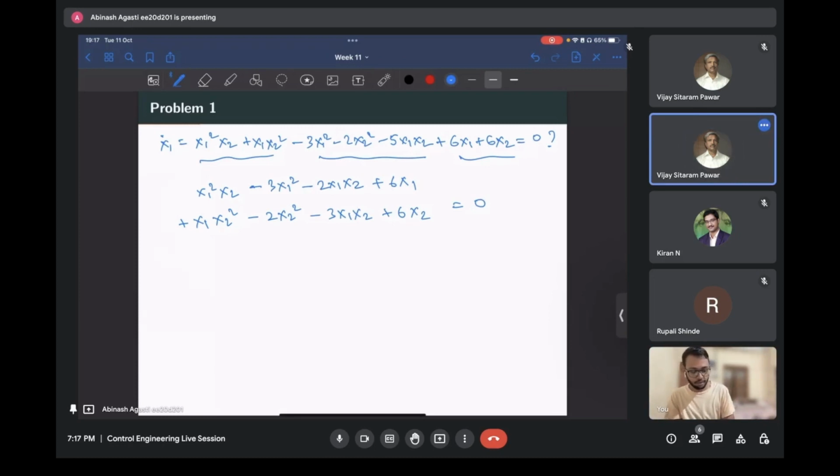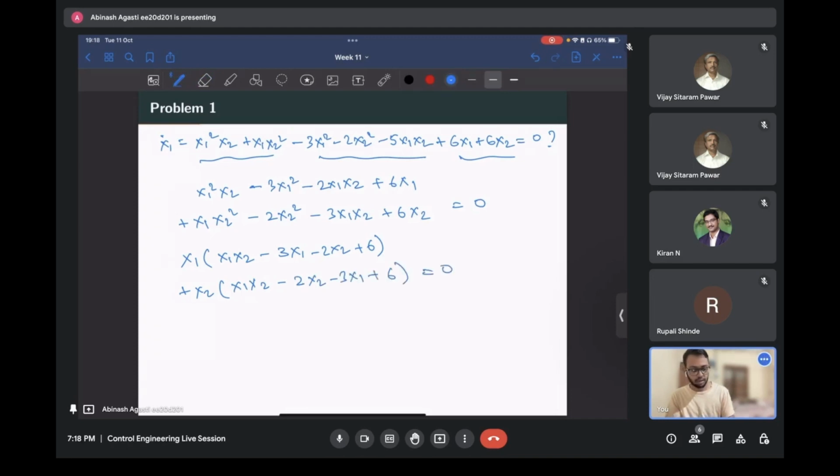Yeah, let's do that. x1 times (x1, x2 minus 3x1, minus 2x2 plus 6) plus x2 times (x1, x2 minus 2x2 minus 3x1 plus 6), right? So this term that we get is common on both these things. So this is basically (x1, x2 minus 3x1 minus 2x2 plus 6) times (x1 plus x2) equal to 0.